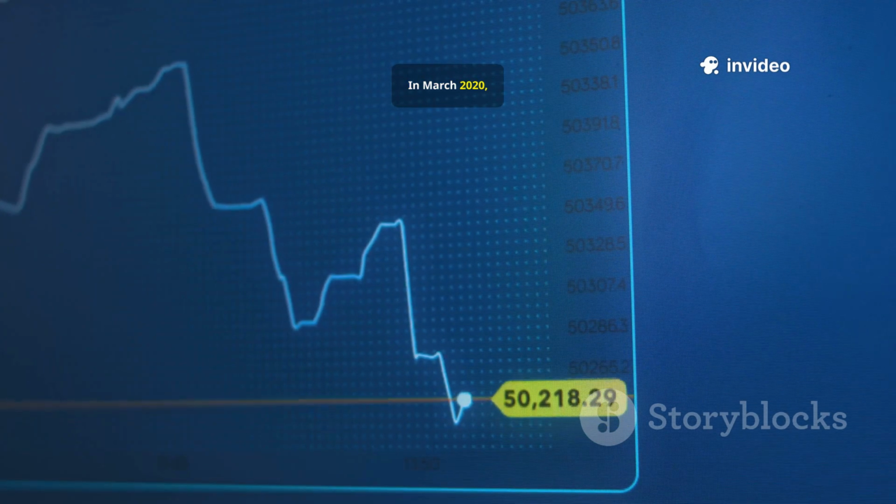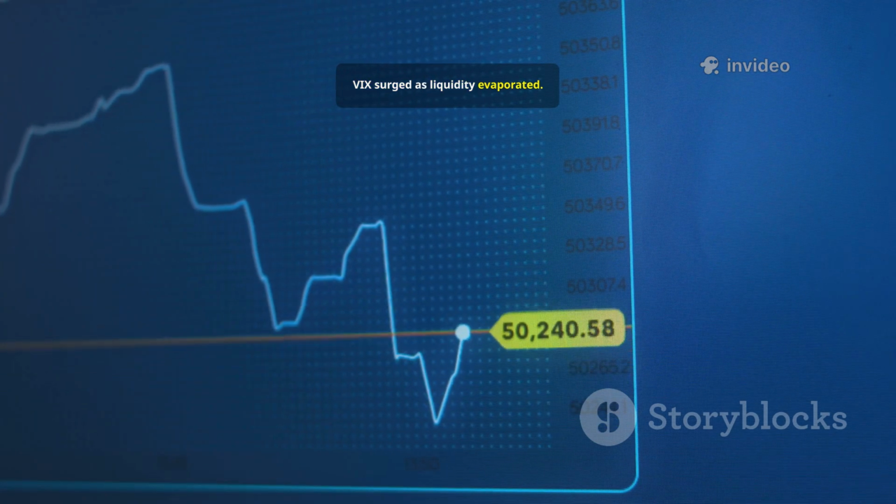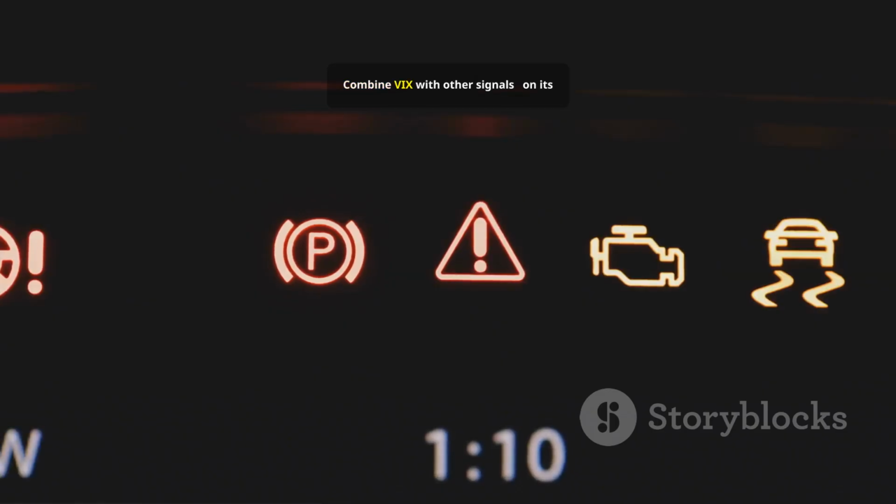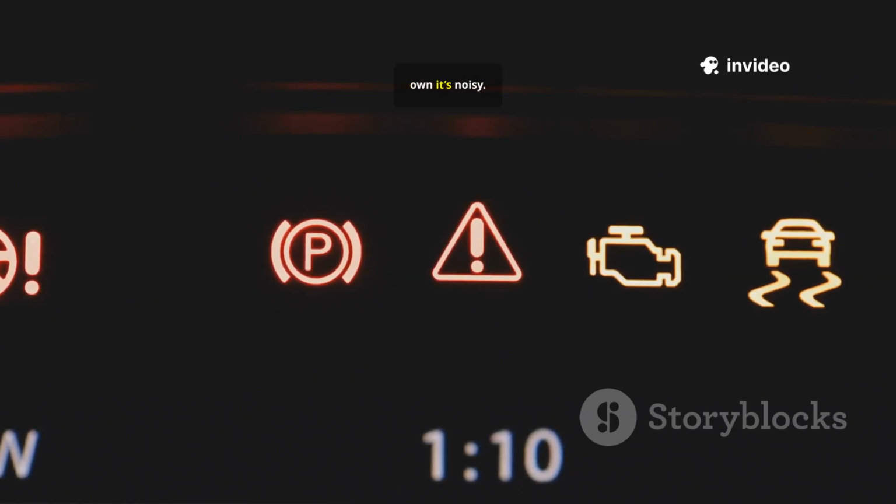In March 2020, VIX surged as liquidity evaporated. The spike was both signal and reaction. Combine VIX with other signals. On its own, it's noisy.